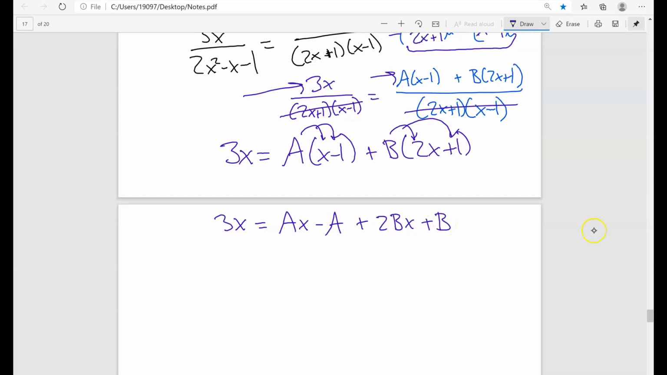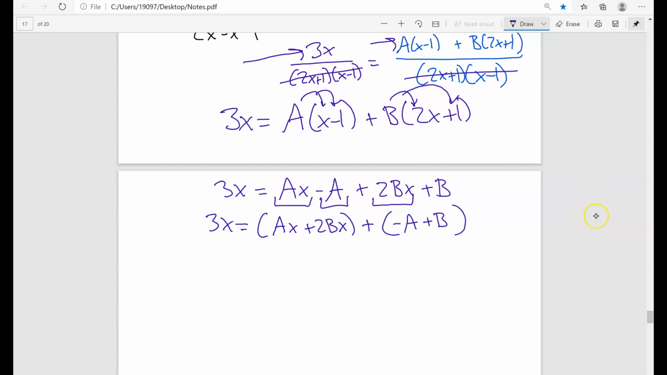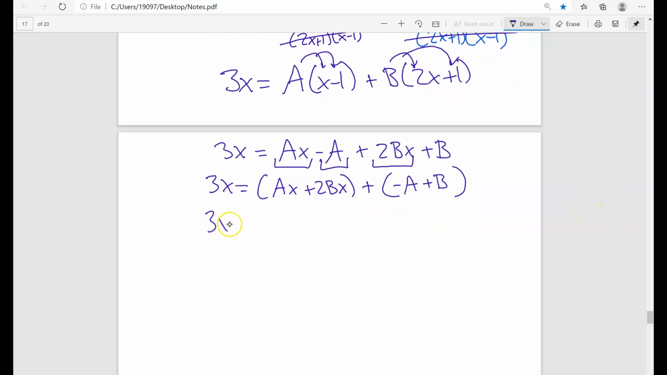Okay, and now what we're going to do is something really, really weird. We're going to try to group all of the x's together. So see how this term has an x and this term has an x? We're going to group them together: Ax + 2Bx. And then I'm going to group everything that doesn't have an x. This negative A and this B don't have an x. All right. So now look at the first term. Is there something that I can factor? Yes, I can factor out an x. So I have 3x here, and I'm going to factor out an x from here. So there's an x there.